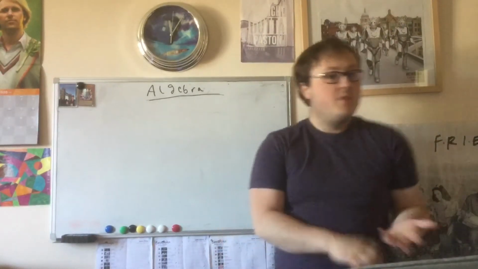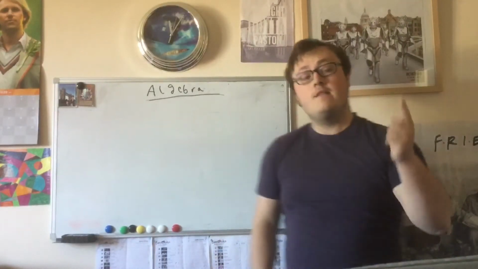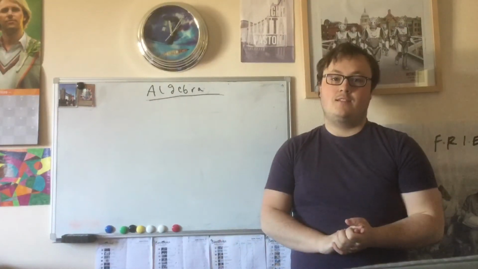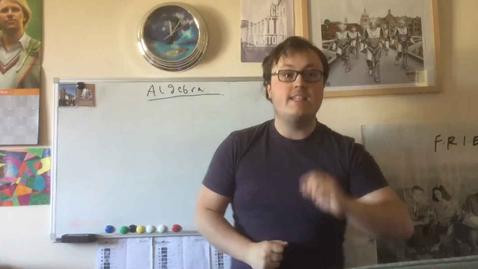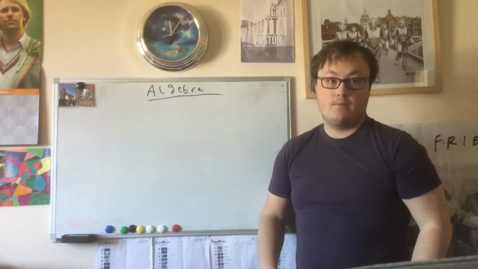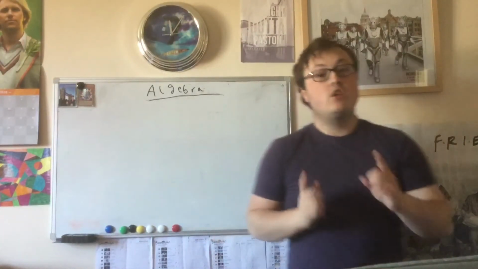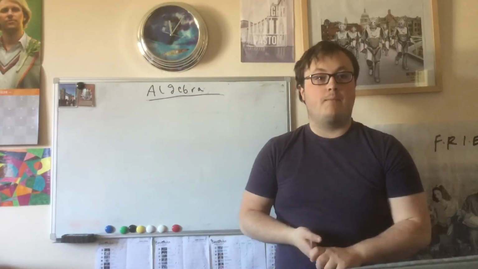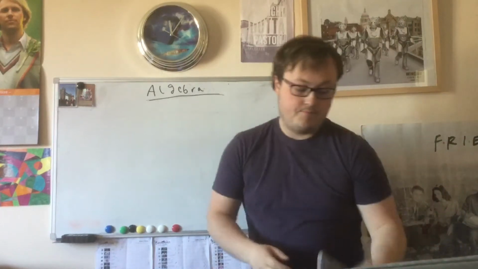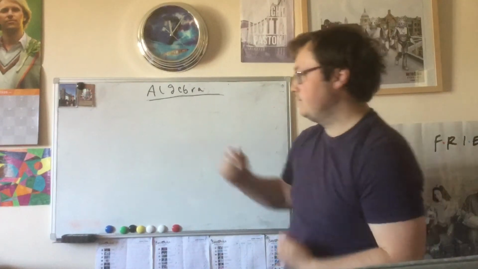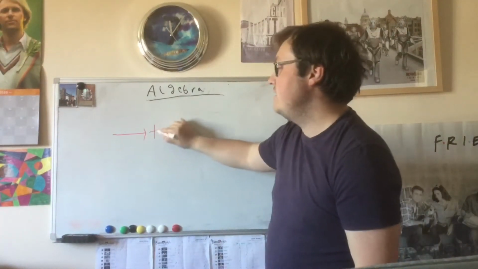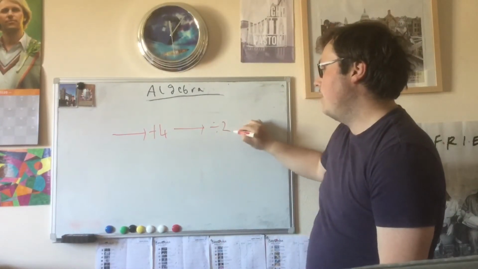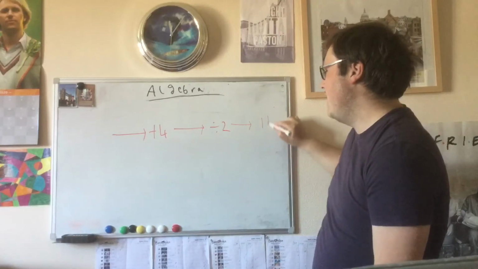Let's now do another one of these. I'm thinking of a number. I added 4 to it. Then I divided it by 2. The number I got from that was 11. What was my original number? So, let's write it. I have an unknown number. I added 4, then divided it by 2 to get 11.